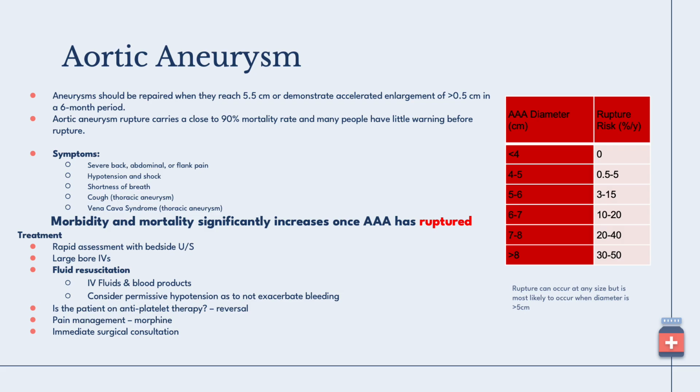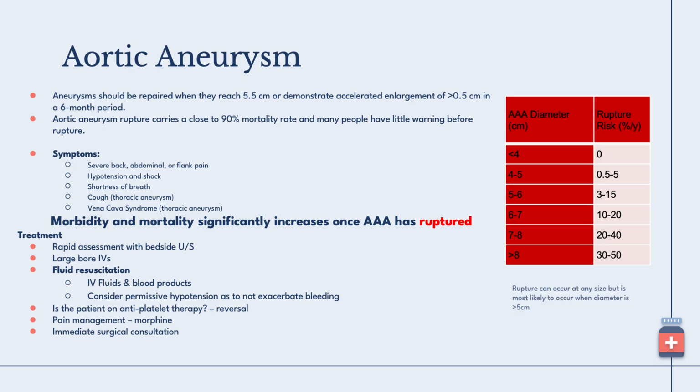Okay, so aneurysms, as we remember from cardio, need to be surgically repaired when they get to the 5.5 centimeter size, or if we see that the aneurysm has been growing more than 0.5 centimeters within 6 months. As we remember, rupture has a really high mortality rate, and most patients get zero warning it's going to rupture, and unfortunately these patients exsanguinate on the way to the hospital.